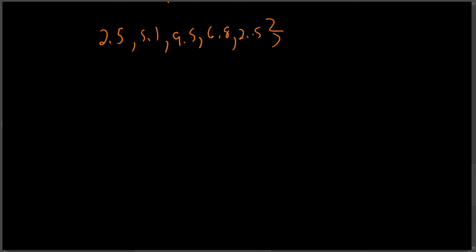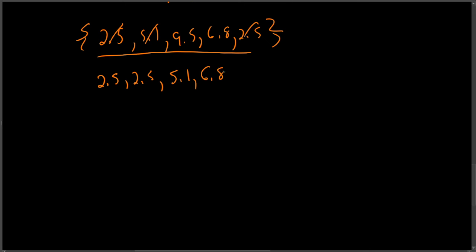And so if these are the numbers, I want to find the median, the first thing I need to do is I need to write them in order. So 2.5 is my smallest number, and I have 2 of them, so I'll cross those out. I think my next number is 5.1, and then 6.8, and then 9.5.